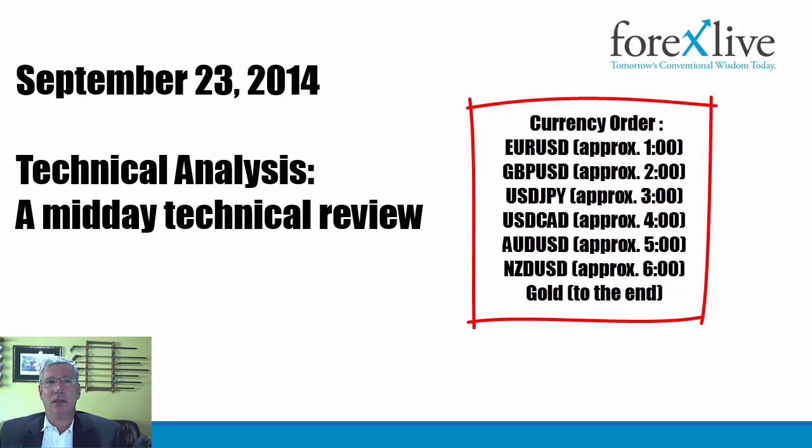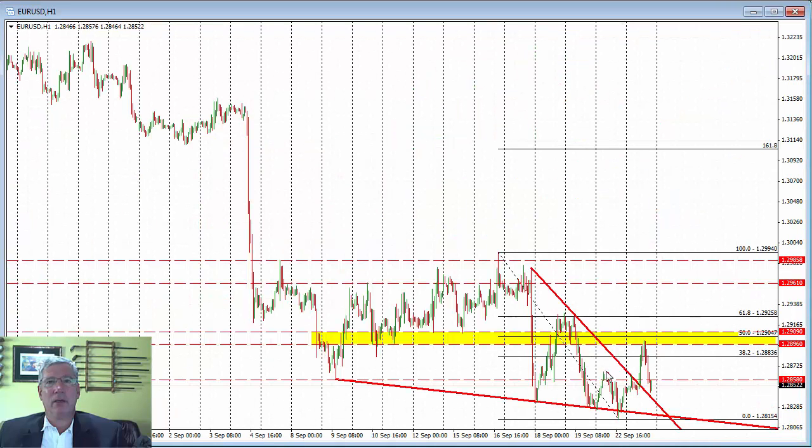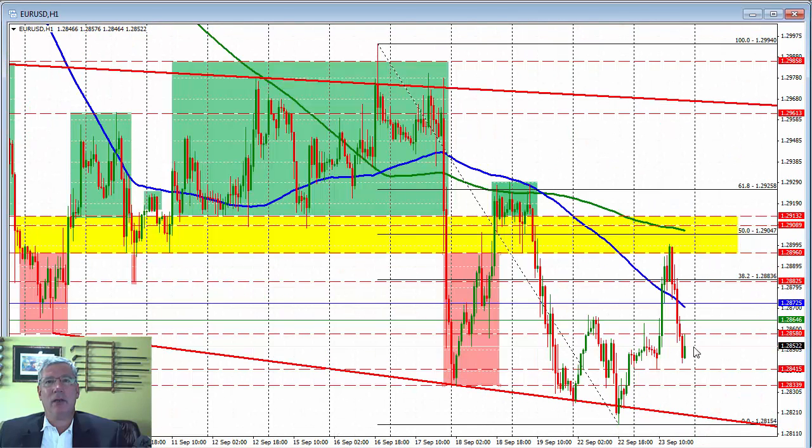This is a technical analysis, midday technical review. I'm going to spend a minute on each of our major currency pairs, and so let's get going. Let's take a look at the euro versus US dollar. I have it here on the hourly chart.